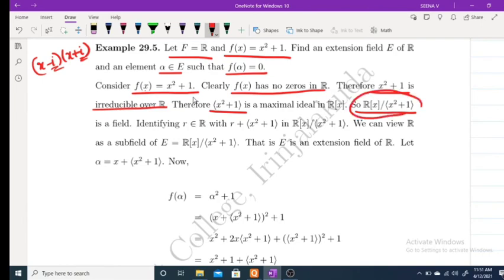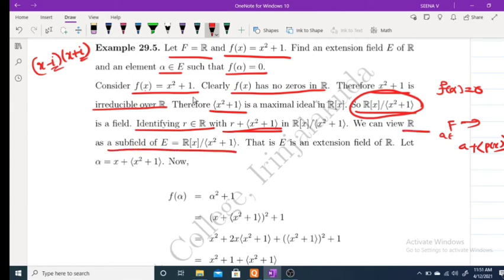Now, we have to find an element alpha such that f(alpha) equals 0. So, identify r belonging to R with r plus the ideal generated by x square plus 1 in R[x]. We have identified elements a in F with a plus the ideal generated by p(x). In the same manner, we identify r with r plus the ideal generated by x square plus 1 in R[x] over the ideal generated by x square plus 1. We can view R as a subfield of this one. That is, E is an extension field of R.